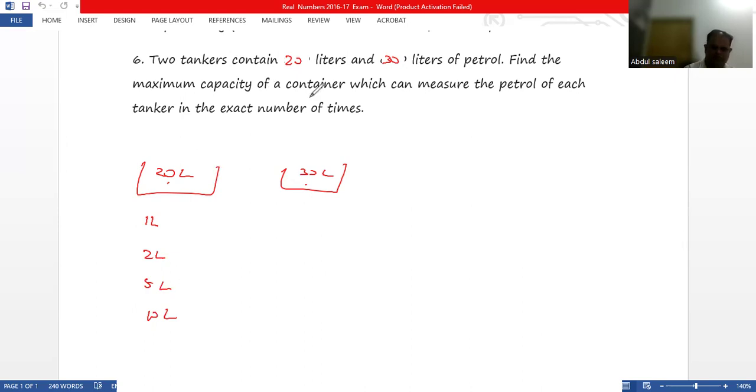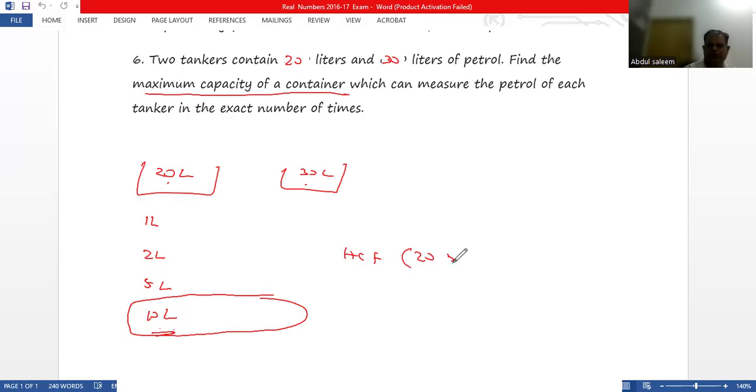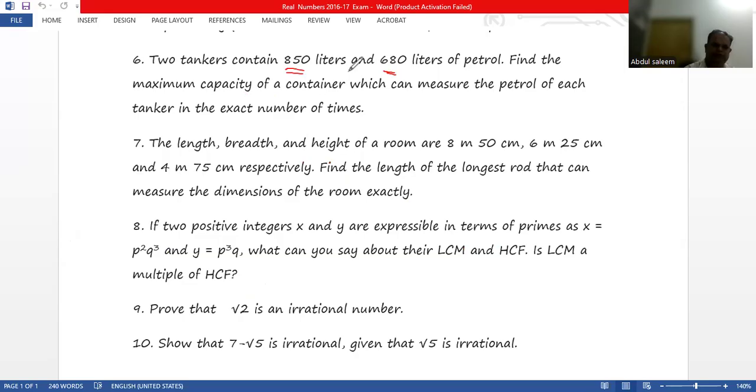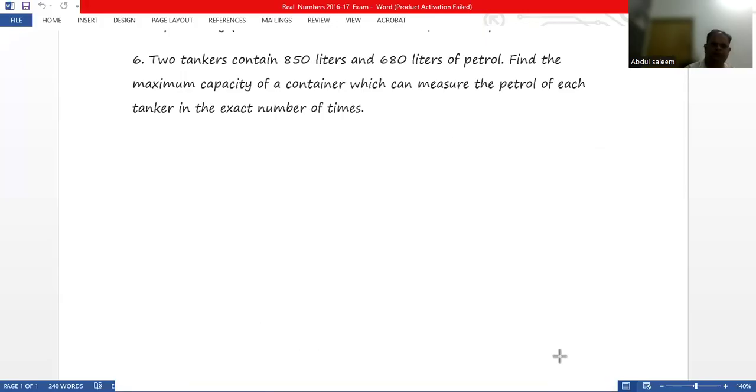The question is asking for the maximum capacity of the container. So the maximum capacity of the container in this question is 10 liter. So this 10 is the HCF of these two numbers, 20 and 30. The same way, we can find the HCF of the given numbers and obtain the final answer. We have to find the HCF of 850 and 680 to find the maximum capacity of the container.